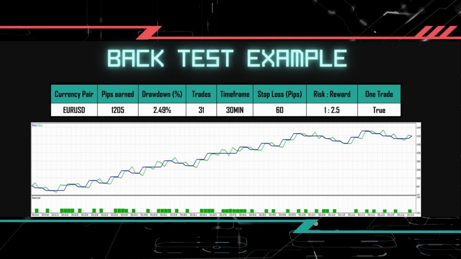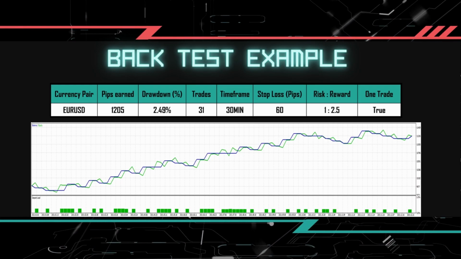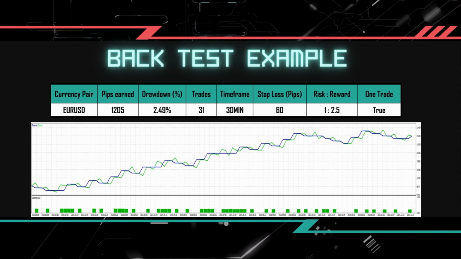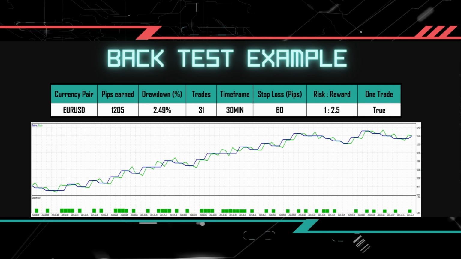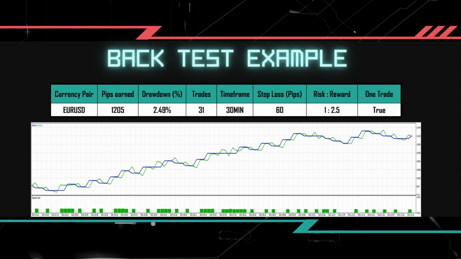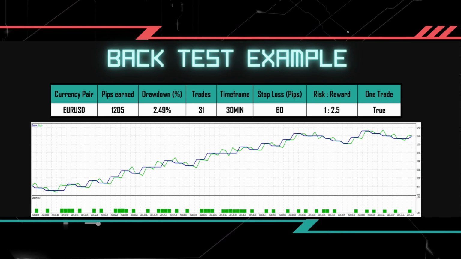Here we have one of the most profitable settings for this strategy. This remarkable result was achieved using the 30 minutes time frame on Euro USD, stop loss level at 60 pips, risk to reward ratio at 1:2.5, which means take profit is at 150 pips. We have also set the strategy to trade only one trade at a time.